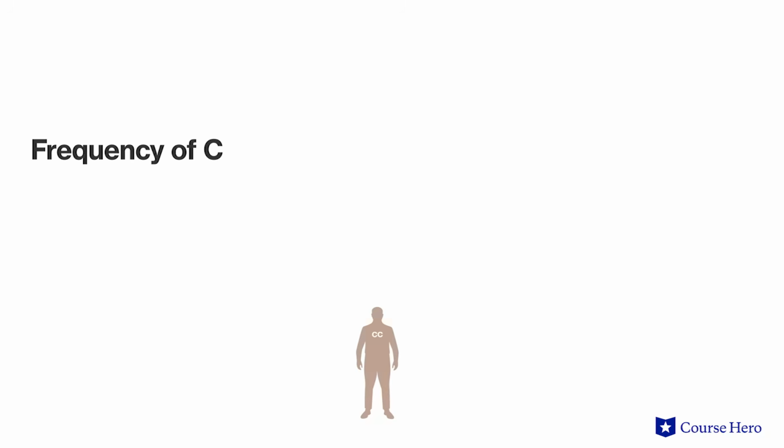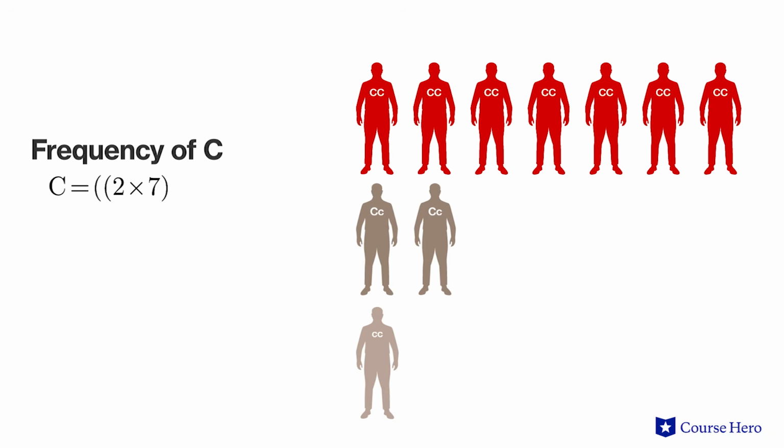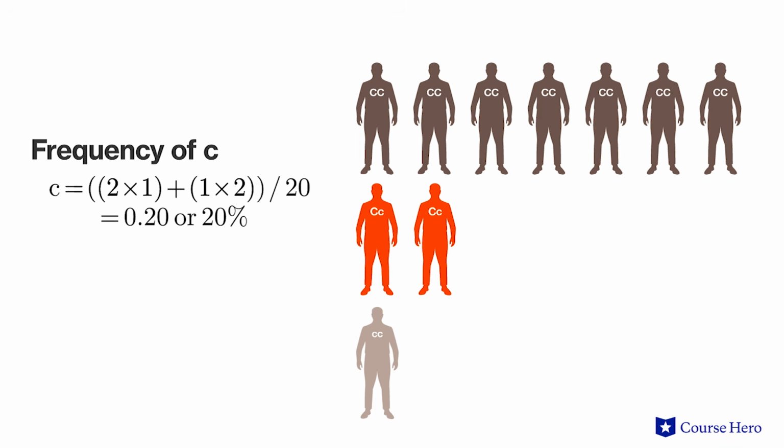There are 7 individuals that are homozygous for this allele, so 7 times 2 equals 14, plus the 2 alleles that come from the heterozygous individuals to give you a total of 16. This is then divided by the total number of alleles, 20, to give you a frequency of 0.8 or 80%. A similar calculation is done for the lowercase c. This time there's a total of 4 of these alleles, so divided by the total of 20 gives you a frequency of 0.2 or 20%.